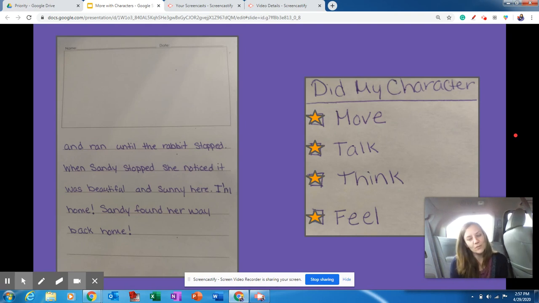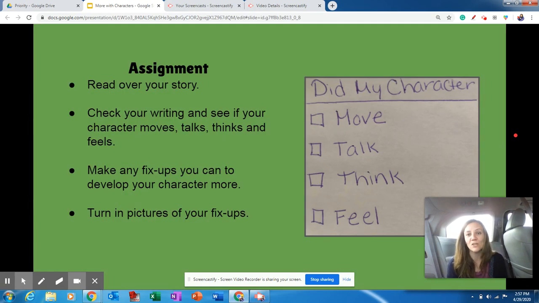I'm going to go back through my writing today, and I'm going to check and make sure that I've used move, talk, think, and feel. And I'm going to add some more moving, talking, thinking, and feeling. I'd love for you to do the same thing with your writing.